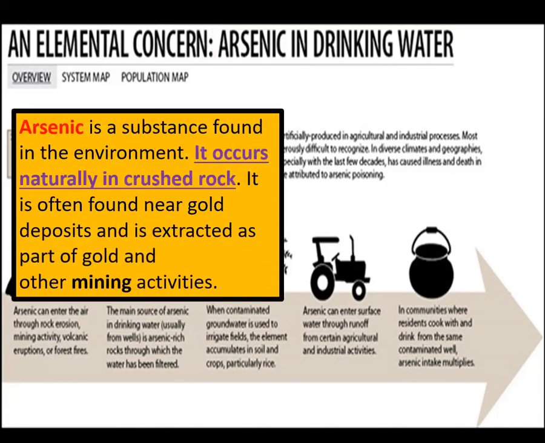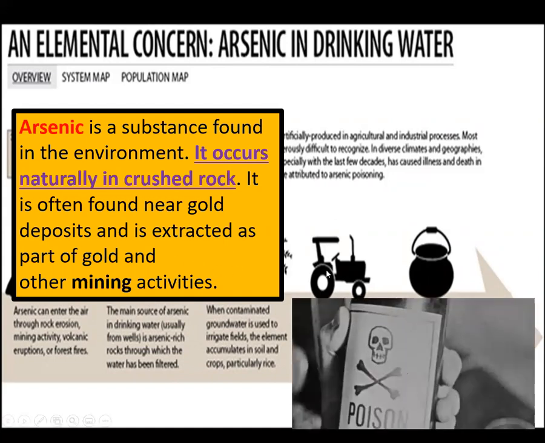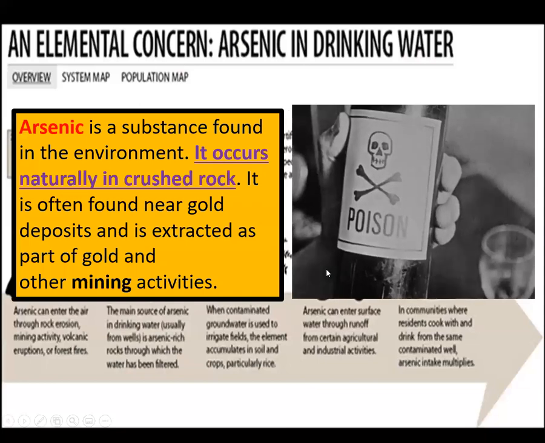Arsenic is a substance found in the environment. It occurs naturally in crushed rocks. So when they crush the rocks, the arsenic is already there. It is often found near gold deposits and is extracted as part of gold and other mining activities. And it's poison. Urgh.